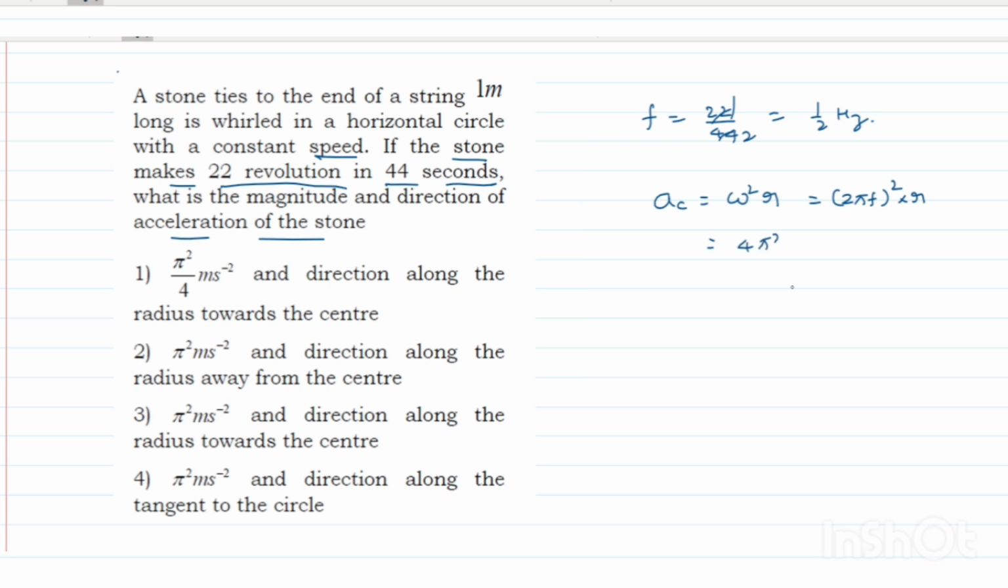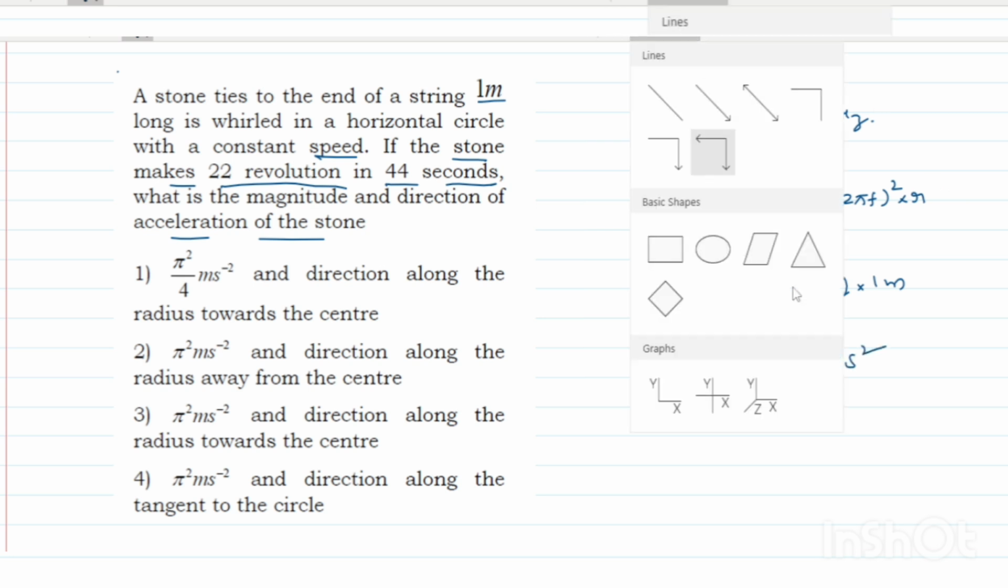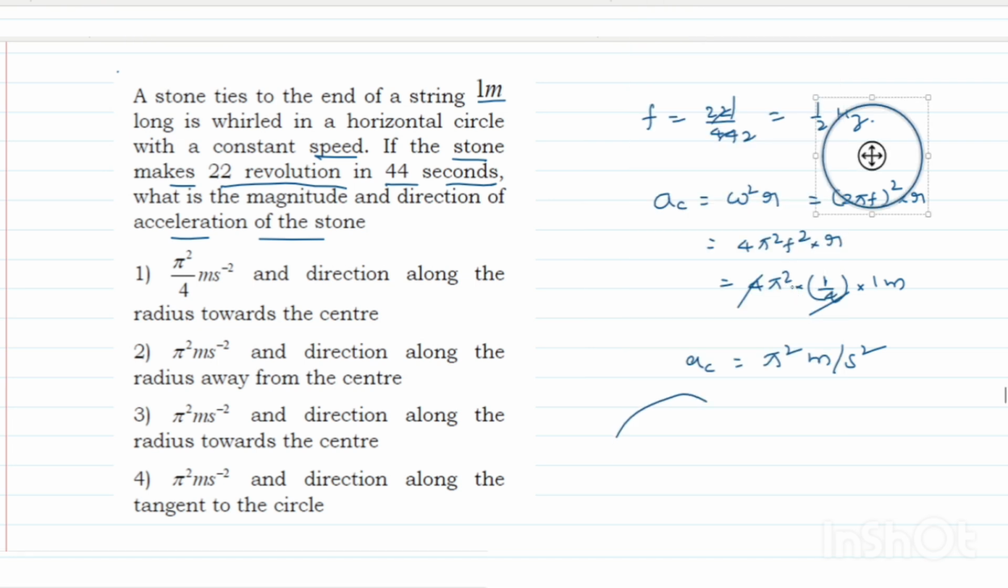It's nothing but 4 pi square into f square into r. Here, 4 pi square into f square is nothing but 1 by 4, into the radius. Radius is nothing but the length of the string, which you can take as 1 meter. So here this 4 gets cancelled. So AC will be equal to pi square meter per second square. So here centripetal acceleration direction will always be towards its center.